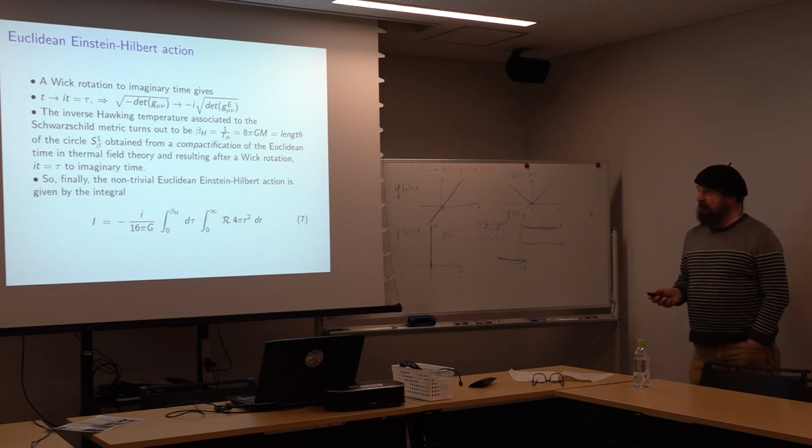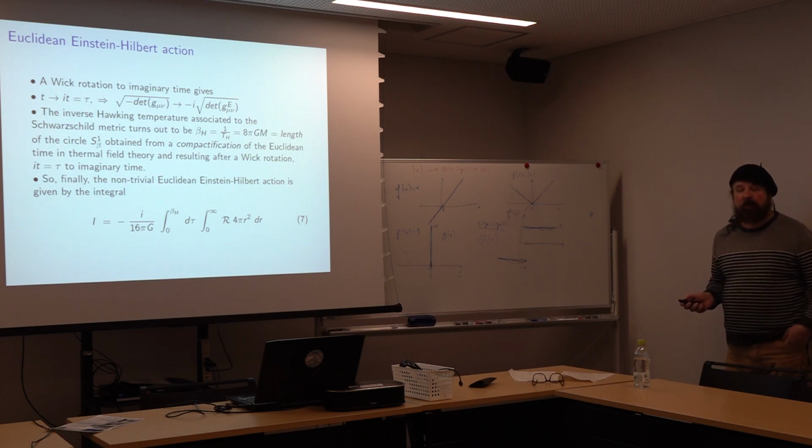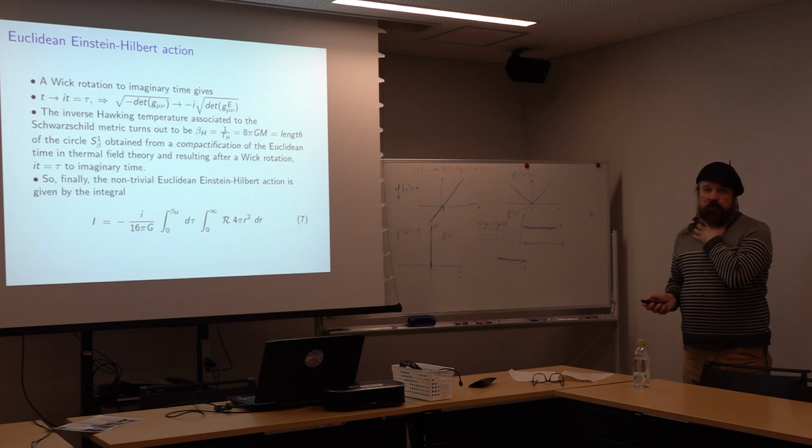Remember, here I'm taking the Boltzmann constant to unity. So the inverse Hawking temperature is going to be given by 8 pi times Gm, which is the length of a circle obtained from a compactification of the Euclidean time in thermal field theory. When you do a Euclidean thermal field theory, you compactify your imaginary time, and the length of that circle is going to be related to the inverse Hawking temperature.